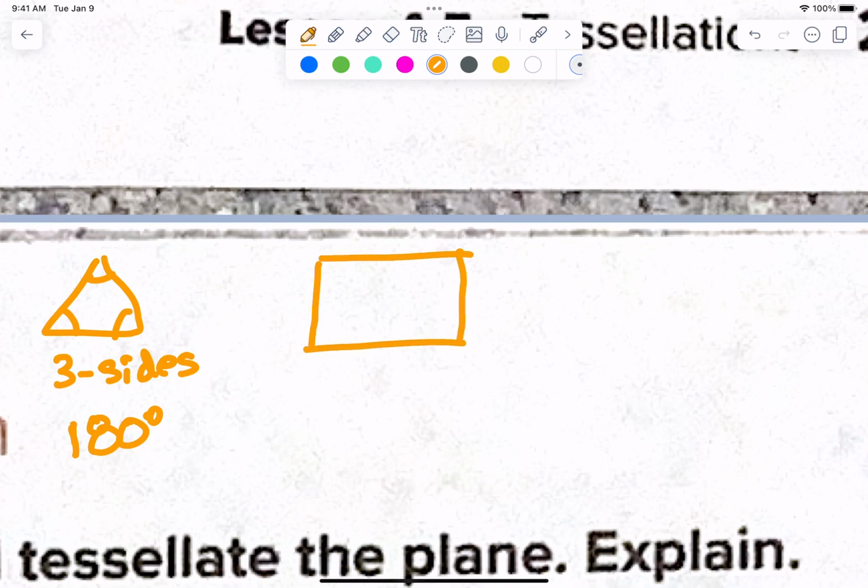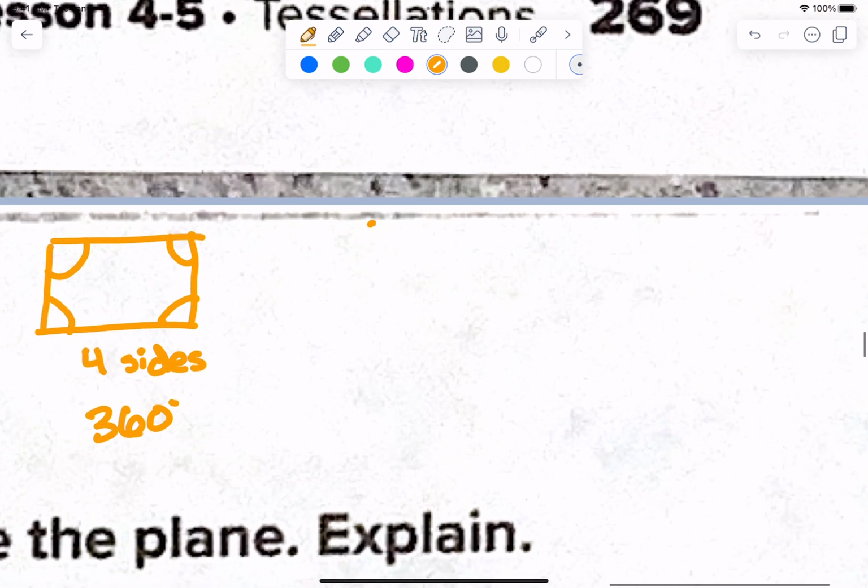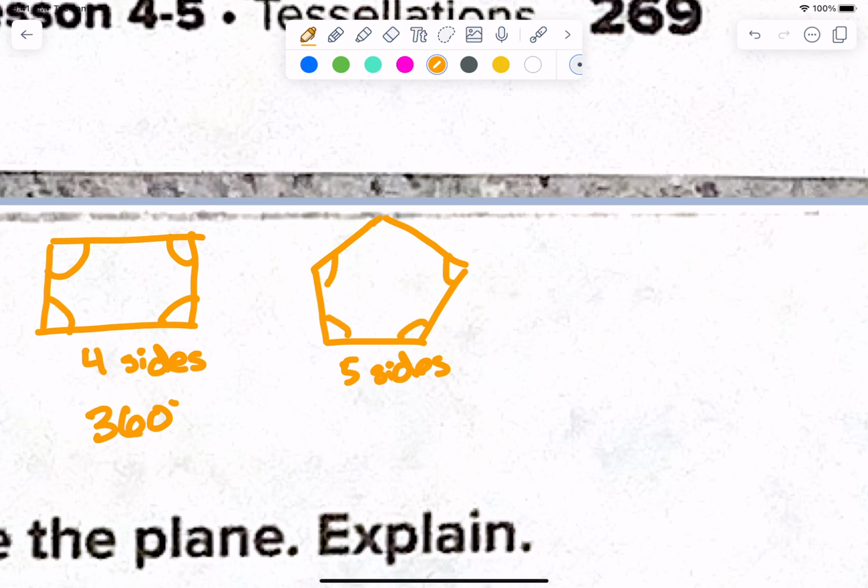Okay, now I'm going to bump over to a 4-sided figure. It doesn't have to be a square. It could be a rectangle. It could be a parallelogram, whatever. If it has 4 sides, how many degrees do all of them add up to be? 360, okay? Now, if I have a 5-sided figure, 1, 2, 3, 4, 5, that's a pentagon. 5 sides. How many degrees do all of these add up to be?